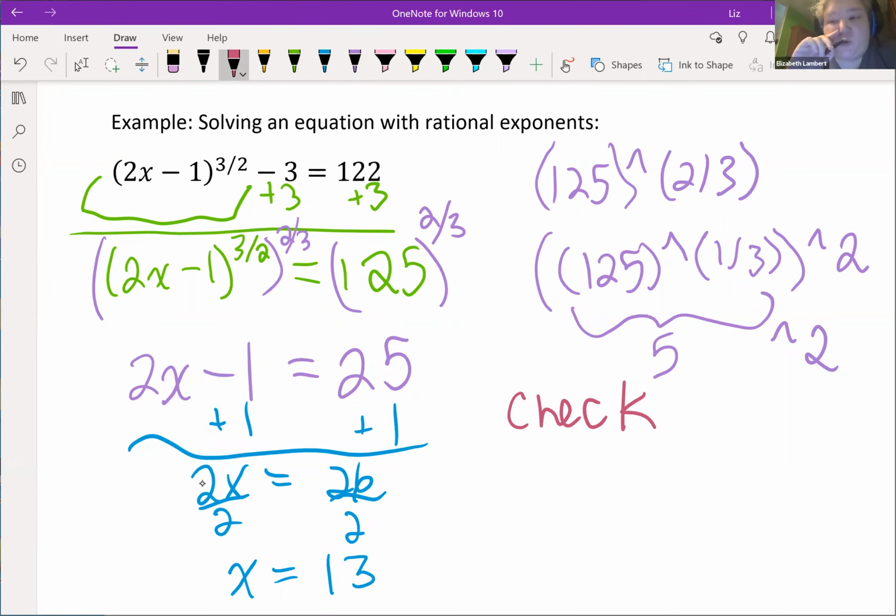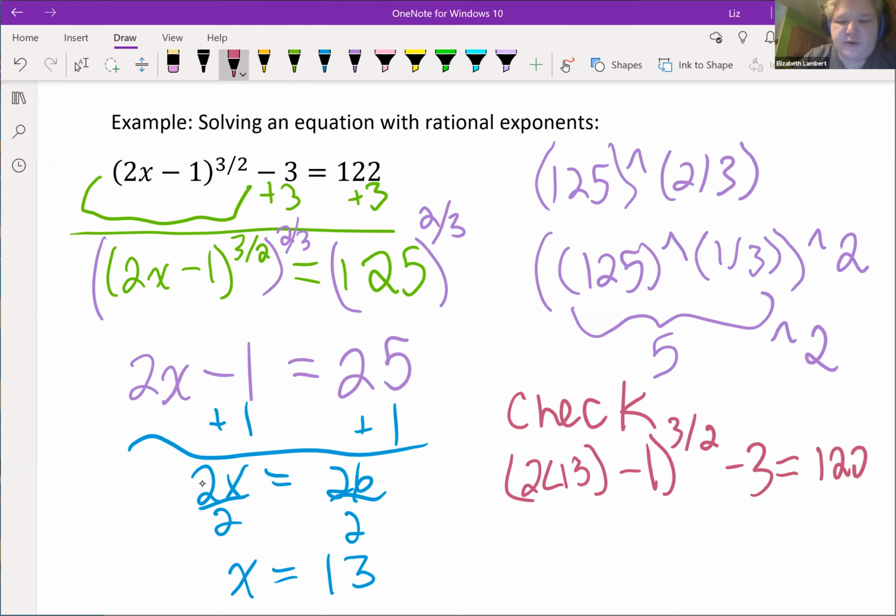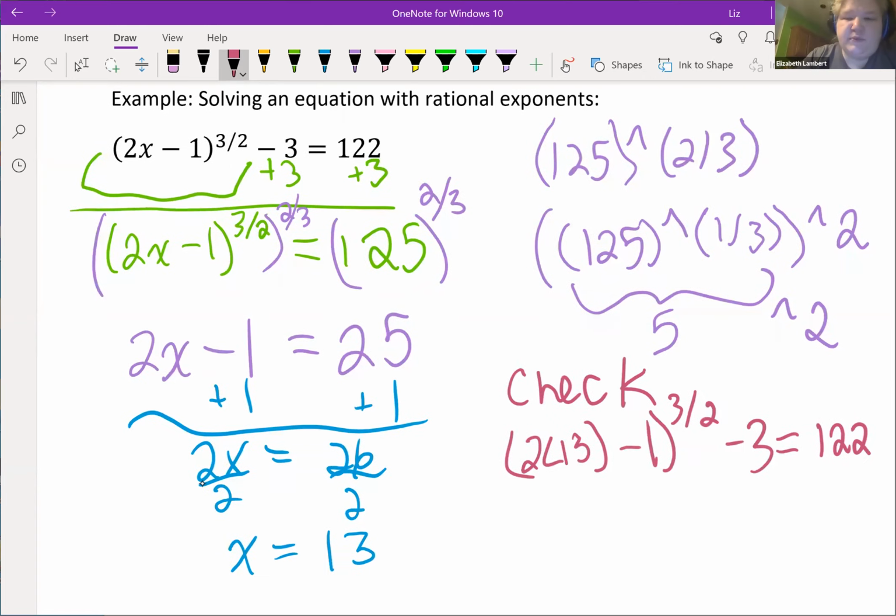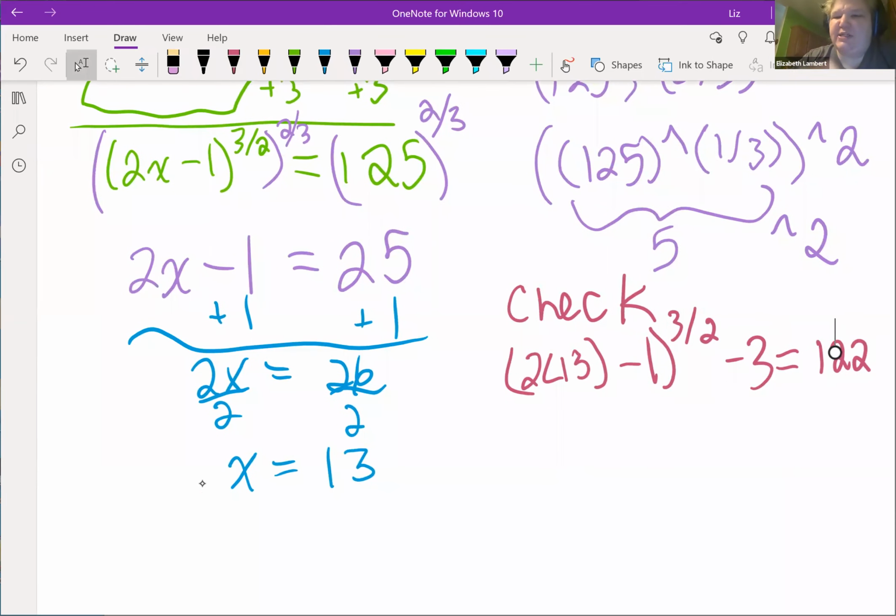Like once it's more than square roots, my brain is just like, I don't want to think about it. All right, so at least it's an integer. So we have 2 times 13 minus 1 to the 3 halves minus 3 is supposed to equal 122. 2 times 13 is 26. 26 minus 1 is 25. So this is now 25 to the 3 halves.